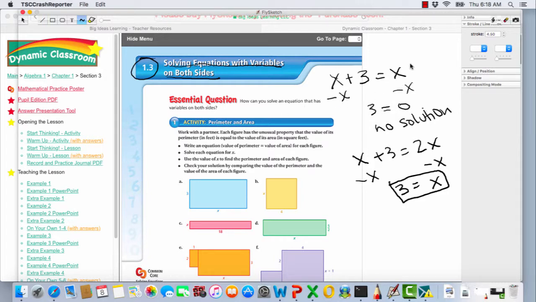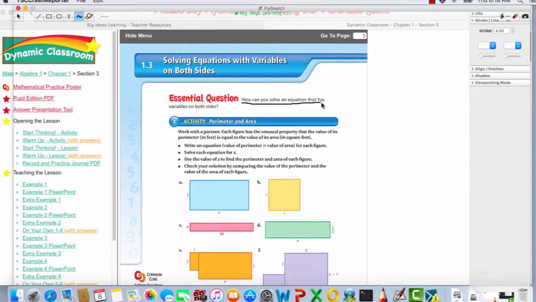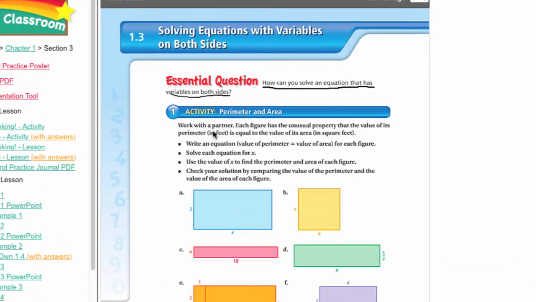All right, so that's just an example of how you can have variables on both sides. All right, let's erase that. So the essential question here is, how can you solve an equation that has variables on both sides? So you're going to work with a partner. Each figure has an unusual property that the value of its perimeter in feet is equal to the value of its area in square feet.